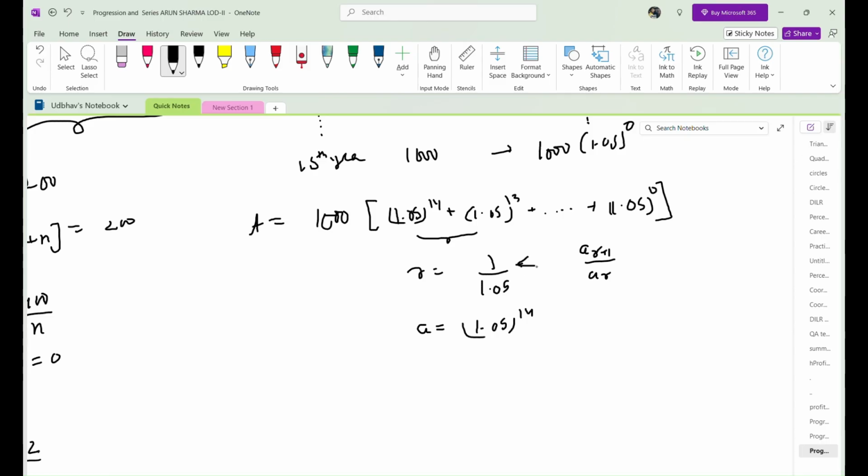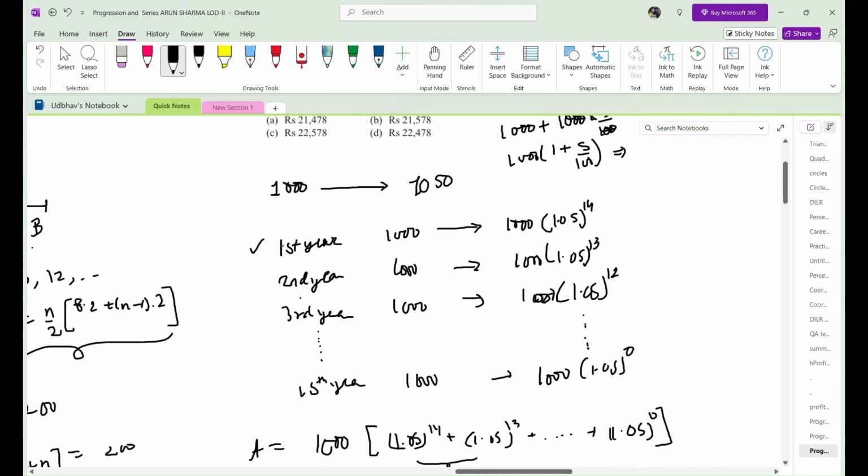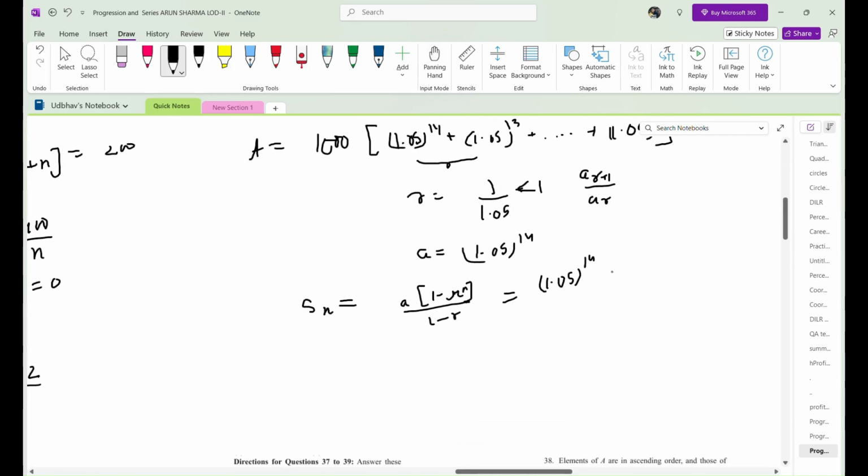This term will be less than 1. So we'll use the formula of Sn when r is less than 1, and that formula is a times (1 minus r to the power n) upon 1 minus r. Just plug in the values now. And what will be n? How many terms are there? 1, 2, 3 to 15 years. 15 terms are there, so n will be 15.